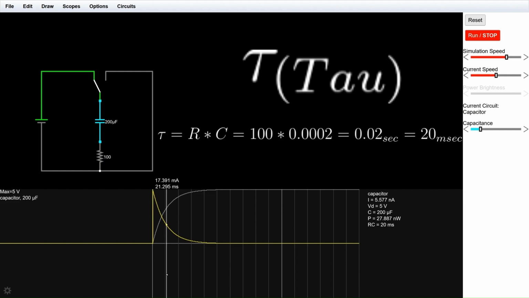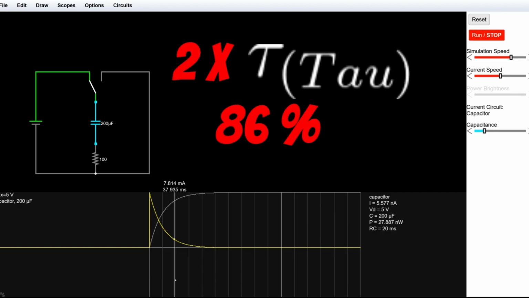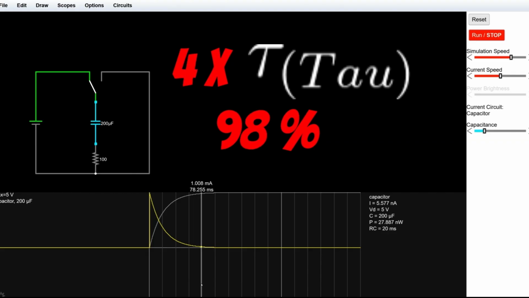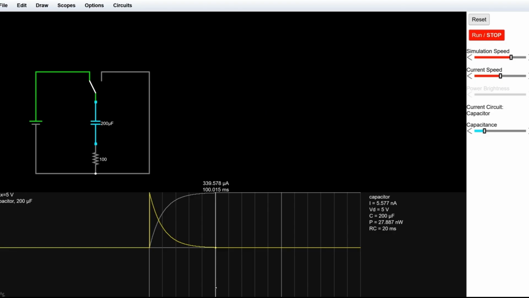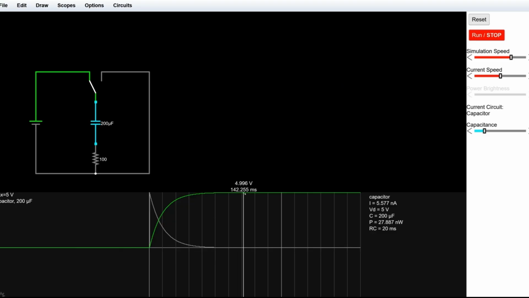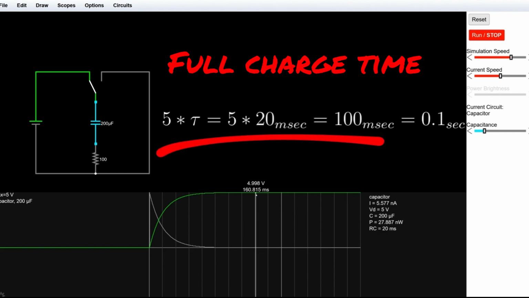Practical charging. 1 tau, approximately 63% charged. 2 tau, approximately 86% charged. 3 tau, approximately 95% charged. 4 tau, approximately 98% charged. 5 tau, almost fully charged, approximately 99%. After 5 tau, we can see that the capacitor is about 99% charged. So, for this circuit, the capacitor becomes almost fully charged at 5 times tau, which is 5 times 20 milliseconds equals 100 milliseconds equals 0.1 second.